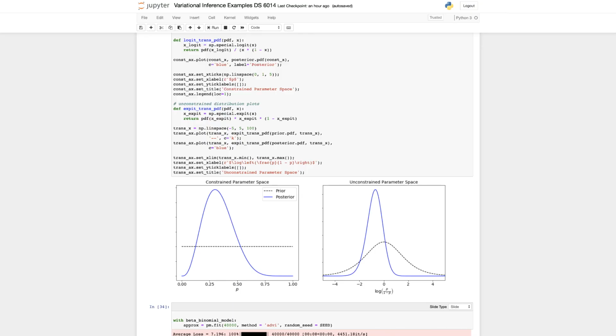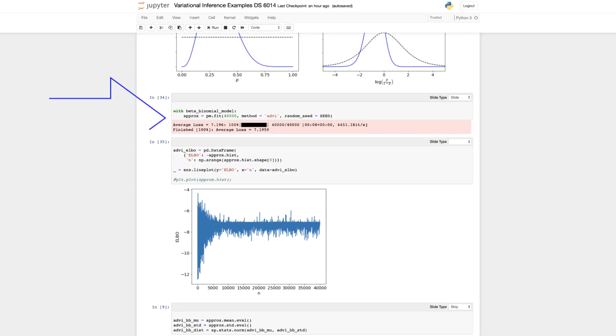So what it does is it converts it to an unconstrained parameter space, and that's what we show on the right-hand side. So the unconstrained distribution shows what happens when we take those two beta distributions and we put them on the reals. Both the beta distribution representing the prior, the dotted line, and the beta distribution representing the posterior.